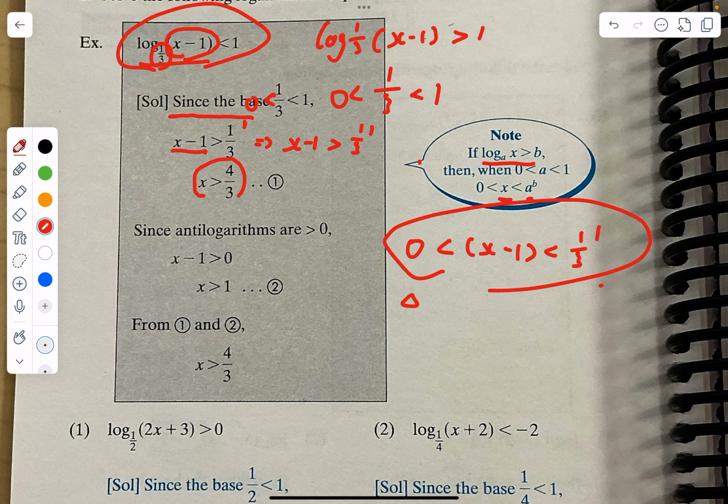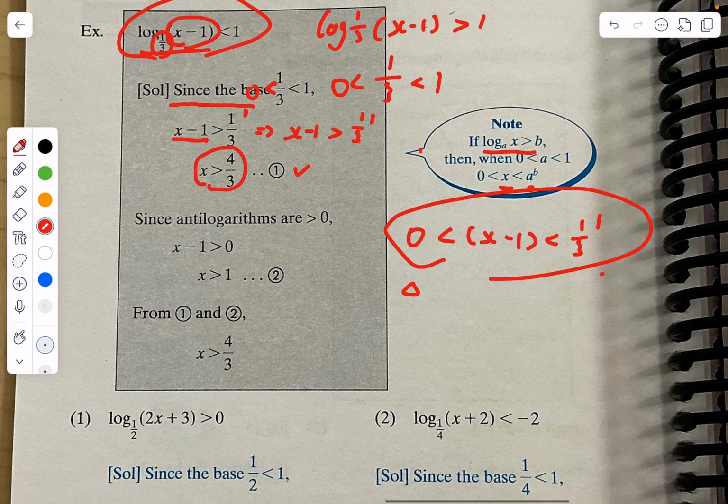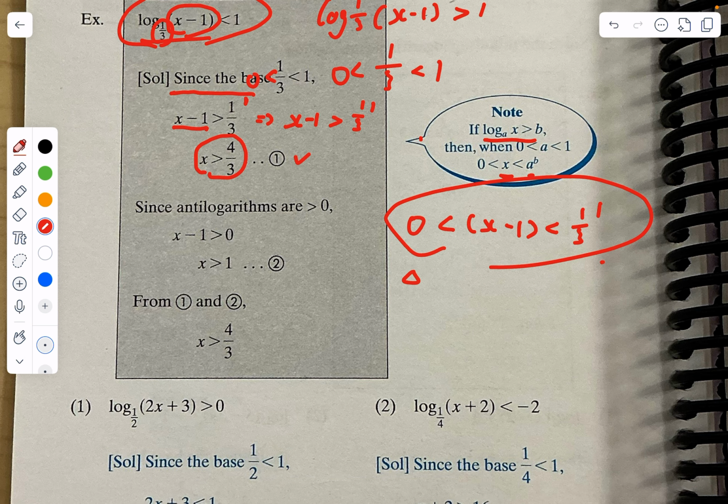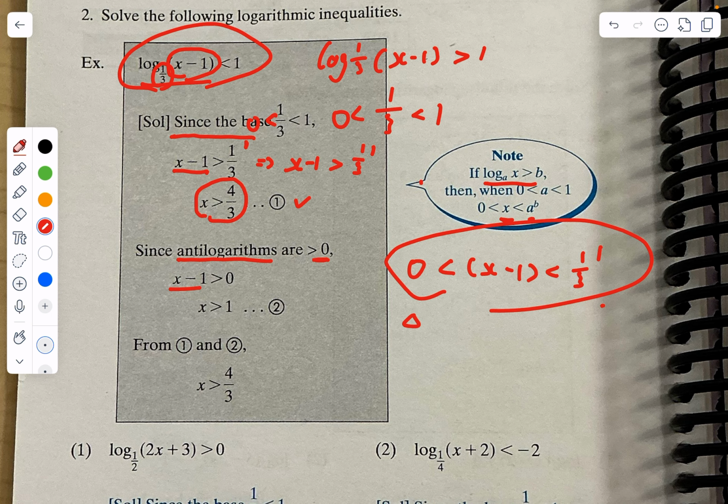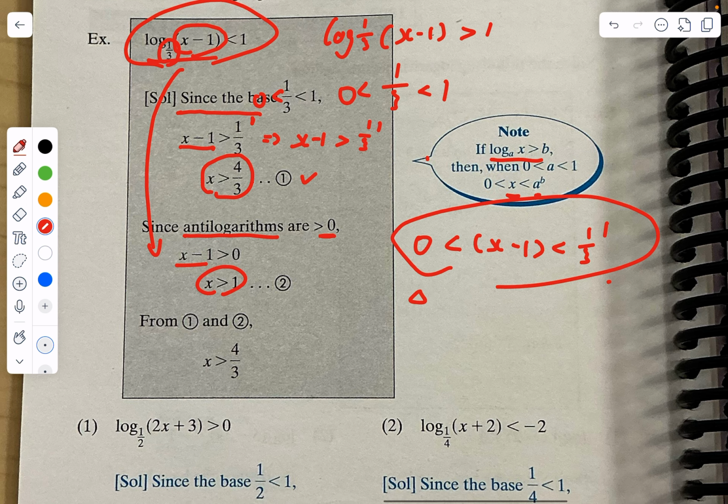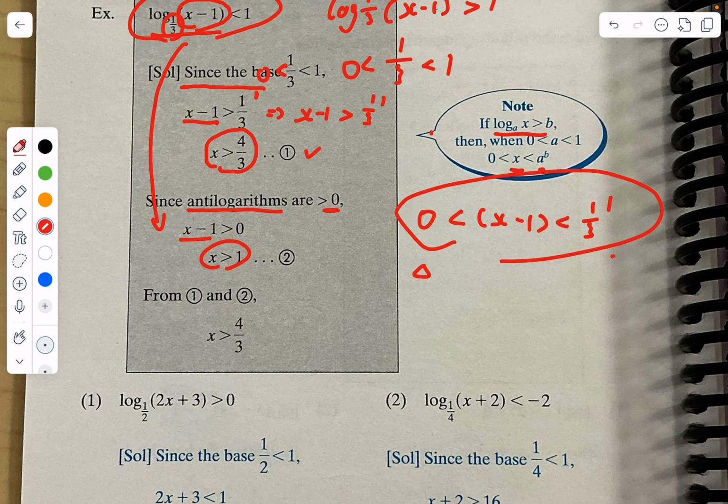So that's my number 1, based on the relationship here. Since my anti-log has to be greater than 0, the x minus 1 has to be greater than 0 as well, which means x has to be greater than 1. If x is greater than 1 and also greater than 4 over 3, whichever takes the priority, definitely x is greater than 4 over 3, because as long as x is greater than 4 over 3, x is also greater than 1. So as a conclusion, my x should be greater than 4 over 3.